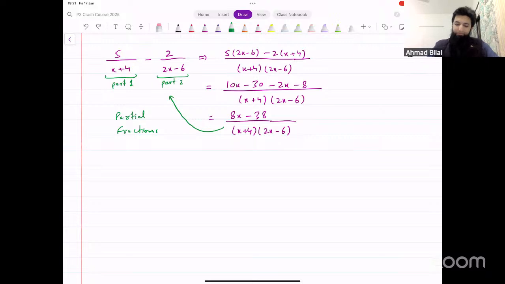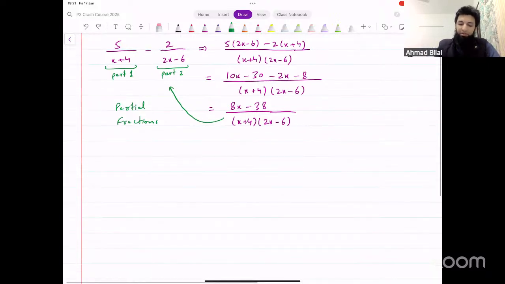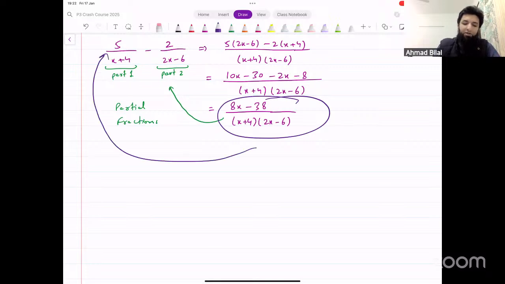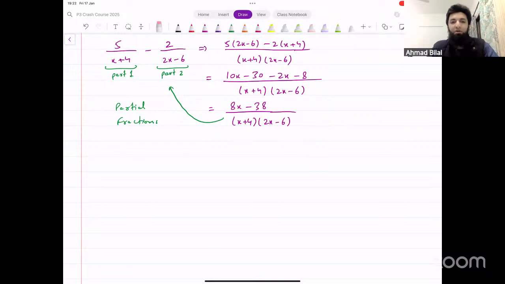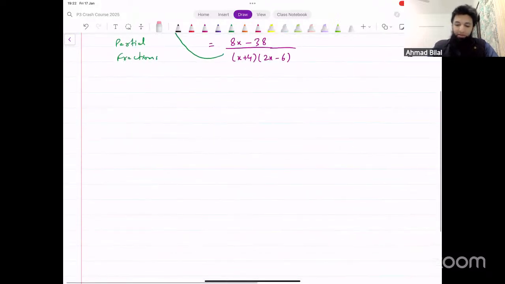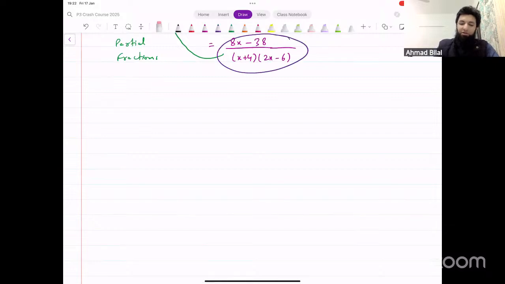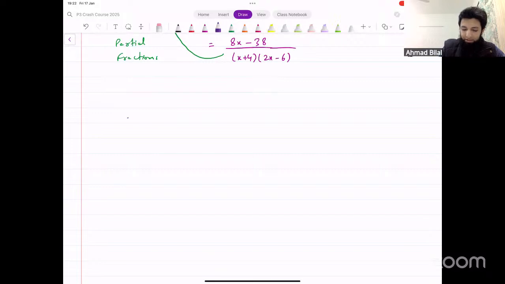All right. Now, how is this going to be done? If we have this fraction, how can we go back to those two fractions? That's the question, and that's what you want to learn today. Okay. Let's start with this. So let's say we have this single fraction, 8x minus 38 divided by x plus 4 into 2x minus 6. We want to break it down into two fractions like this, right?